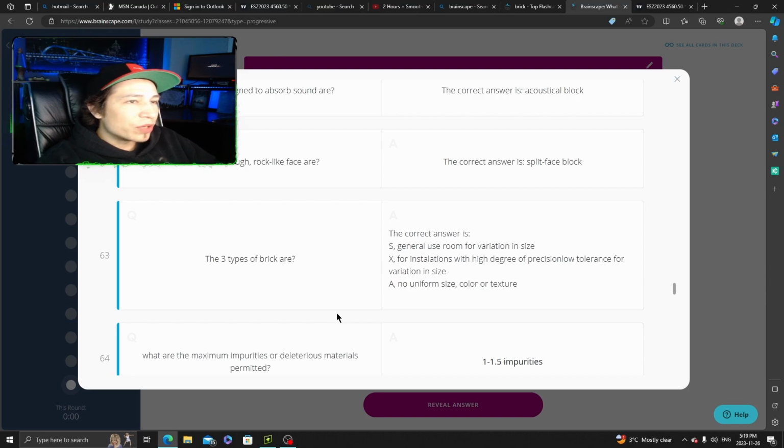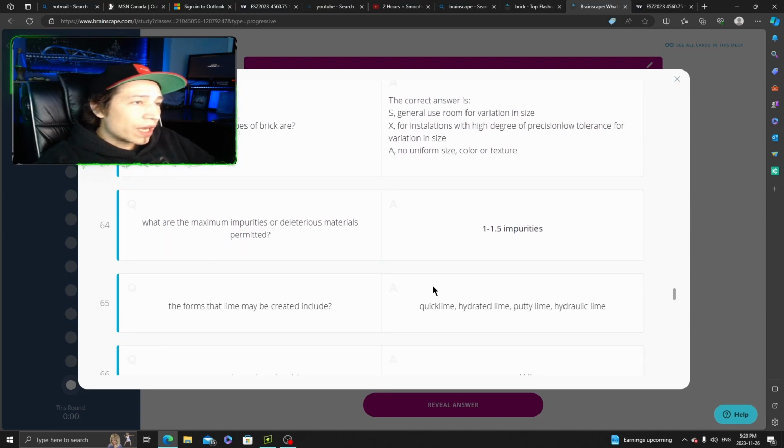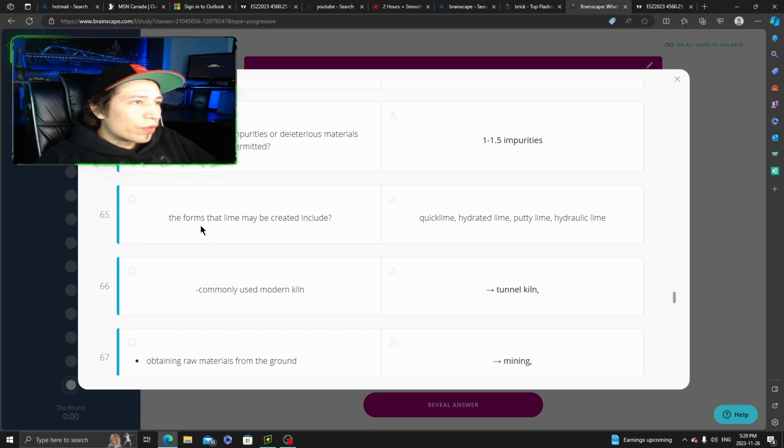The three types of brick are S: general use, room for variation in size. X: for installation with high degree of precision, low tolerance for variation in size. A: no uniform size, color, or texture. What are the maximum impurities or deleterious materials permitted? 1 to 1.5 percent impurities.